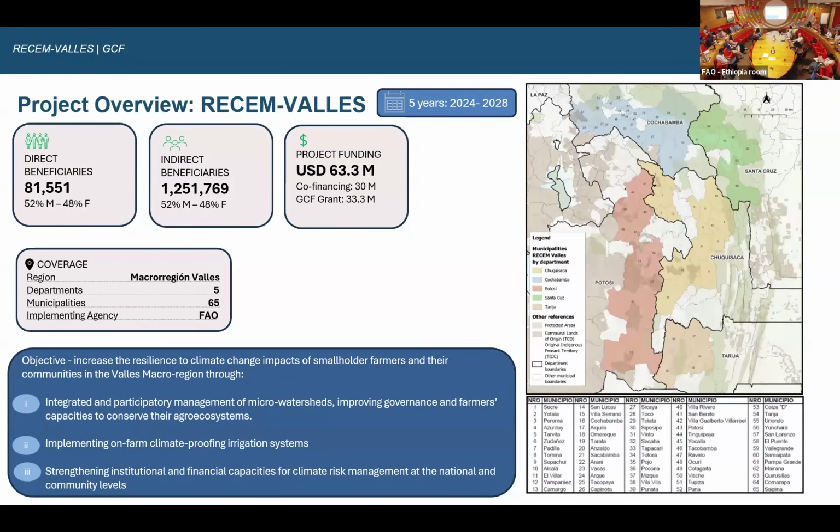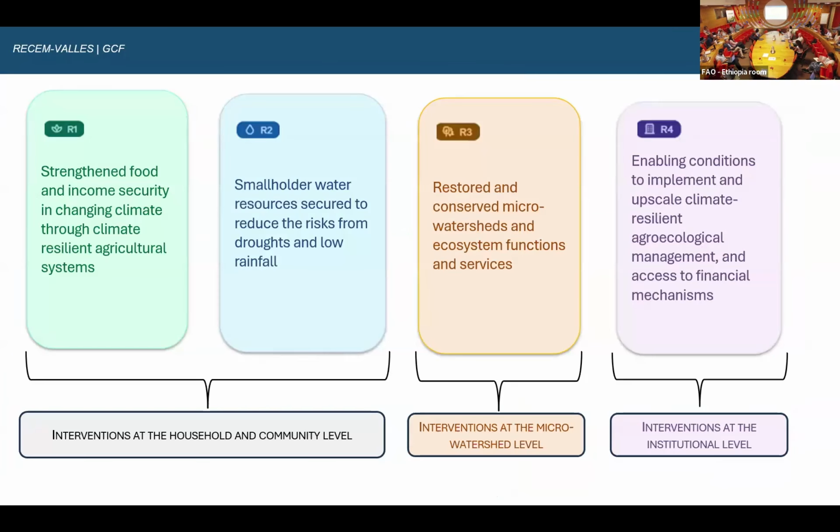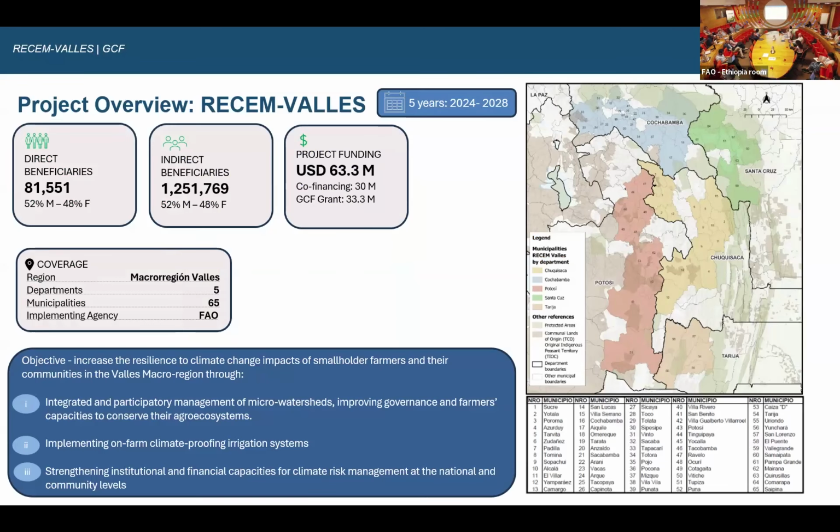Okay. So basically, this targets the Macrovalles region in Bolivia. We have 5 departments, Cochabamba, Santa Cruz, Chuquisaca, Tarija, and Potosí. There are various conditions, very heterogeneous areas. So we go from dry areas of the altiplanes of Cochabamba to the hot altiplane of Santa Cruz and Tarija, where we have hails, which is one of the most recurrent shocks.